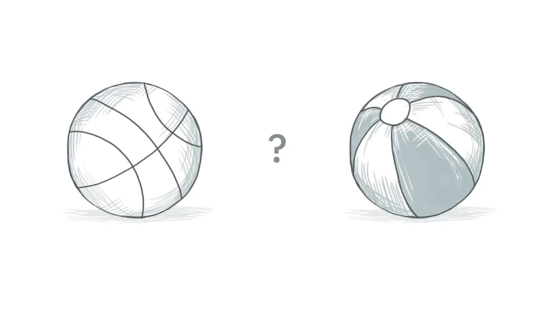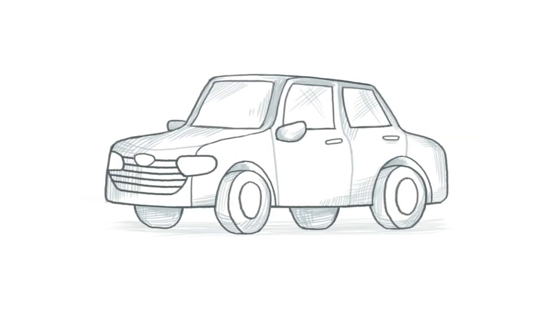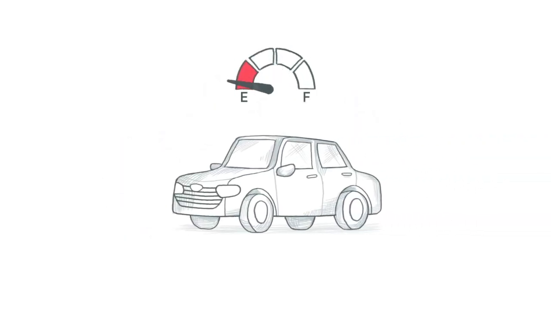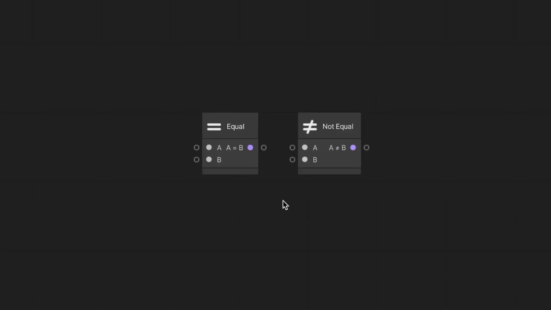The fundamental comparison type is asking whether one thing is the same as another. In a car, if the remaining amount of gas in the tank is equal to 0 gallons, we are out of gas. Therefore, the car cannot drive. In a script graph, we have the equal and not equal nodes. Each receives two values and answers if they are the same.